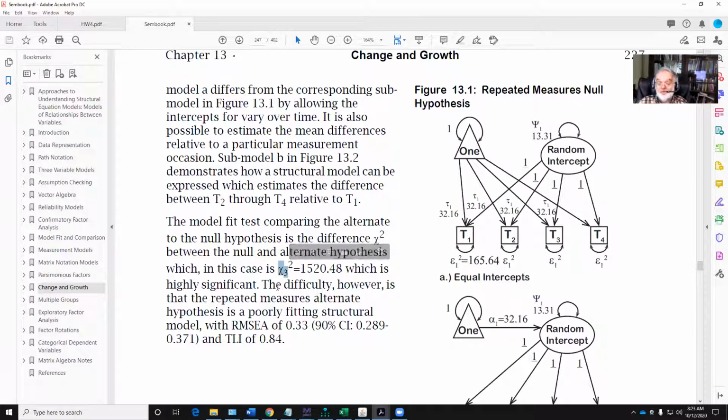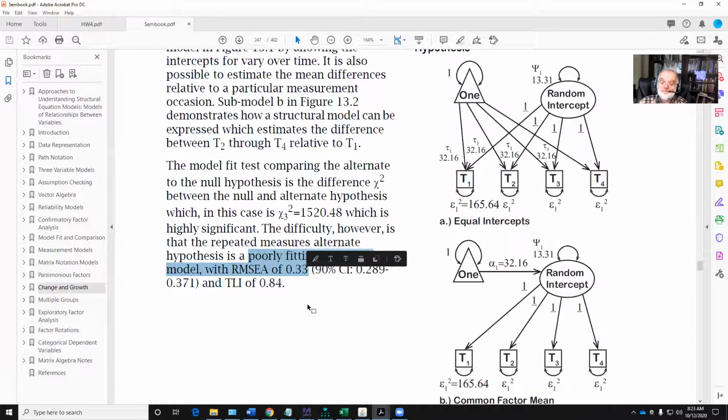Why do I have 3 degrees of freedom? Well, I have 1 parameter down here and 4 parameters down here when I have the alternate model. It's still a poorly fitting structural model though, when I let those intercepts be different. So it's not entirely satisfying.